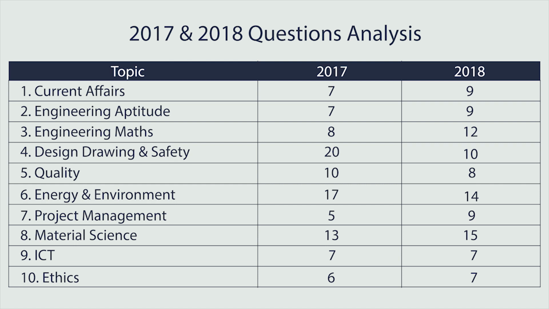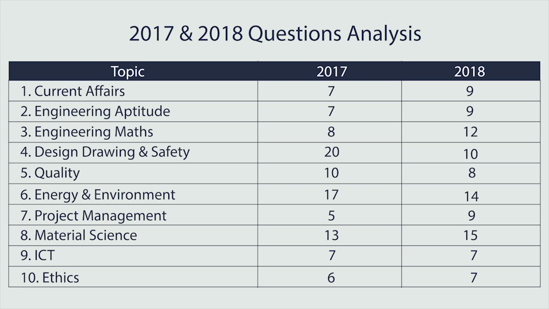The first topic, current affairs: in 2017 around 7 questions were asked, whereas in 2018 around 9 questions were asked. So we see the questions have increased. In engineering aptitude, there were 7 and 9 questions. Engineering maths, 8 questions, and in 2018 there were 12 questions. Design, drawing and safety, there were around 20 questions, and now it has considerably reduced to 10 questions. Quality, around 10 questions in 17 and 8 questions in 18.